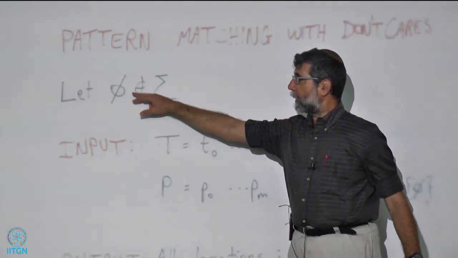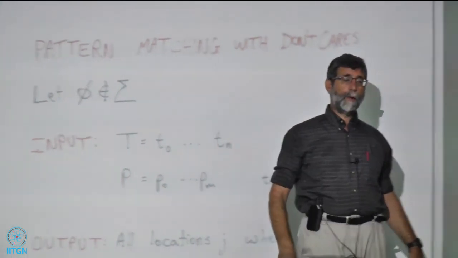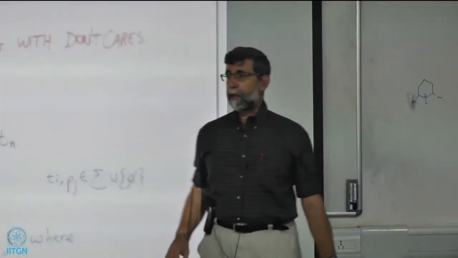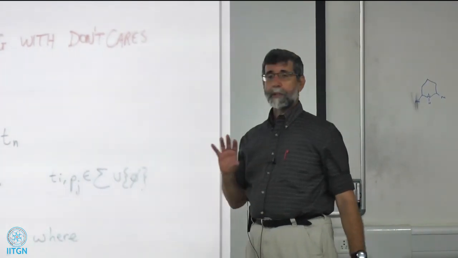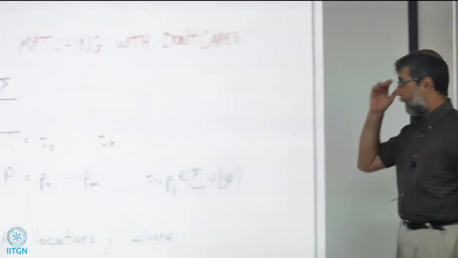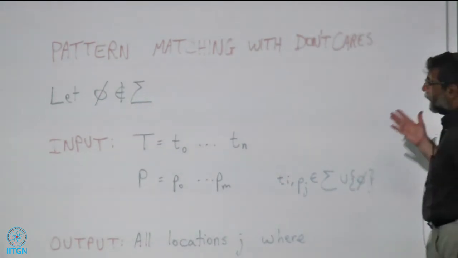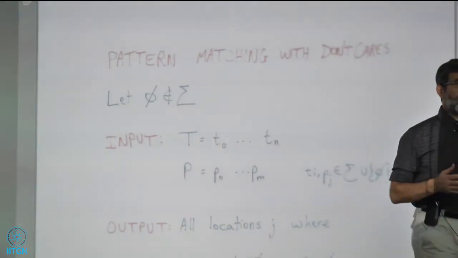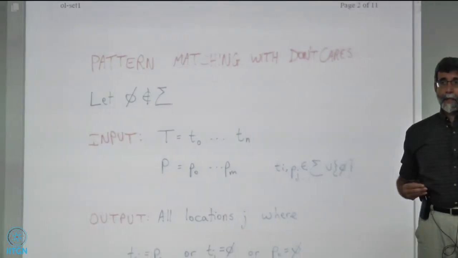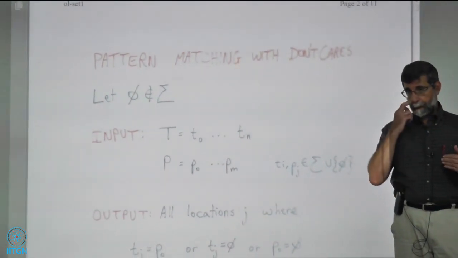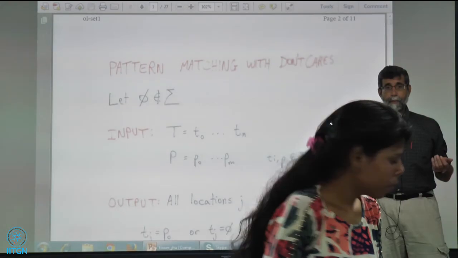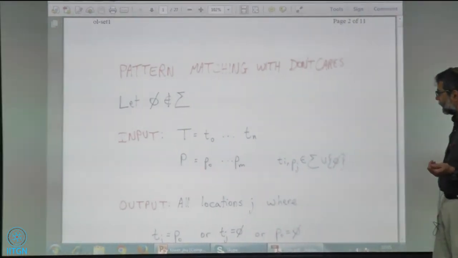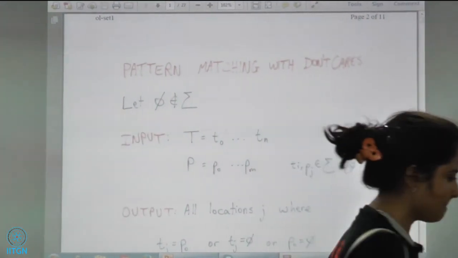So we take this special character phi, which is not in the alphabet. So that's going to be a symbol that is not an alphabet symbol. And we add that symbol both to the text and to the pattern. So we may have this symbol sitting there. But because it's not an alphabet symbol, it doesn't behave as alphabet symbols behave. So this is how it behaves.